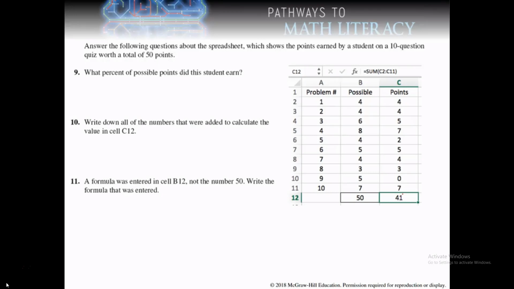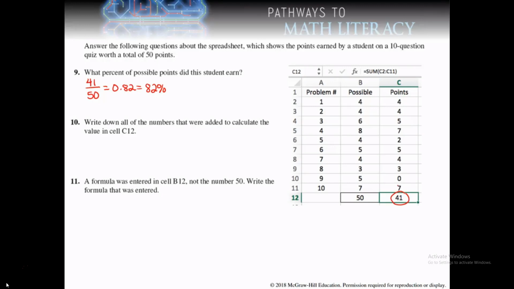In 10, write down all of the numbers that were added to calculate the value in cell C12, so that 41. Well, all of the numbers above it in the column were added together, so that would be 4, 4, 5, 7, 2, 5, 4, 3, 0, and 7.